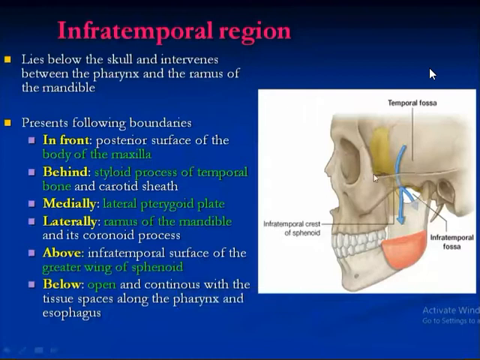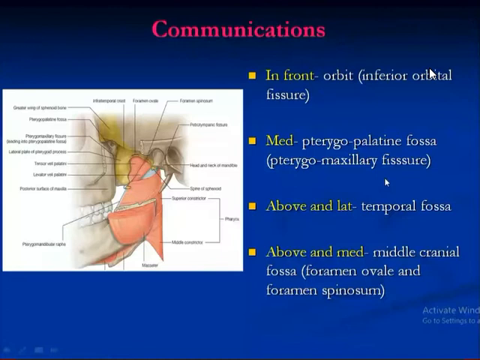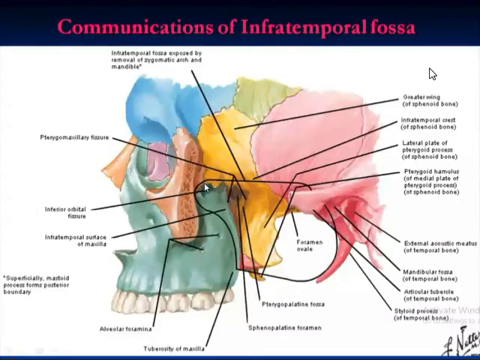Now the communication in front over here: this will communicate with the orbit through the inferior orbital fissure. Now medially you can see over here, I'll show you this one. Okay. Anteriorly, it will communicate with the orbit through the inferior orbital fissure. Medially, it will communicate with the pterygopalatine fossa through the pterygomaxillary fissure. This one is the medial communication.